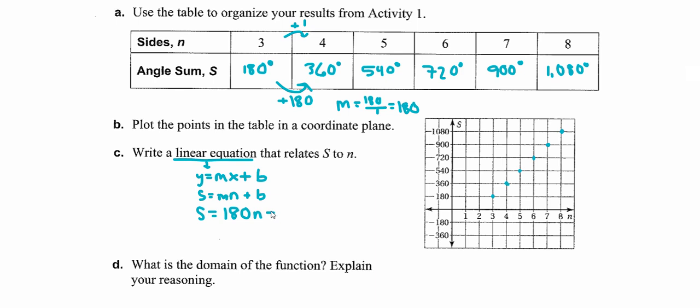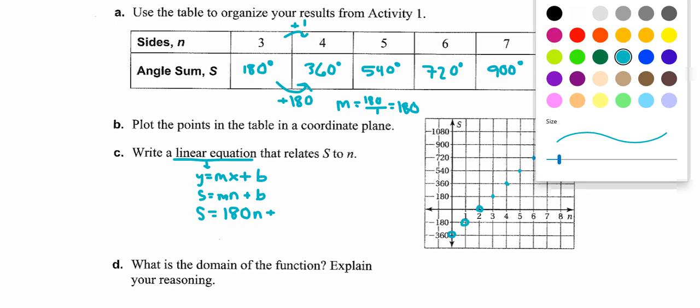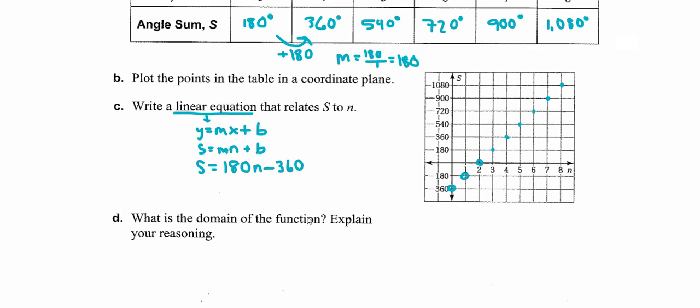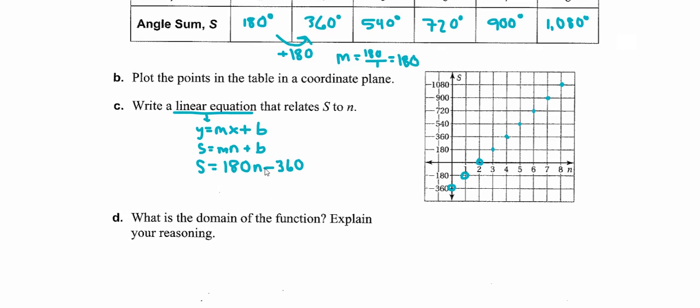plus b. Well, b again is the y-coordinate of the y-intercept. So I don't have a y-intercept on my graph yet, but if I were to go backwards, I'll just put an open point. If I keep going with this pattern backwards, I get to negative 360. So instead of plus here, I'm going to put minus 360. And there's your equation. S equals 180n minus 360.